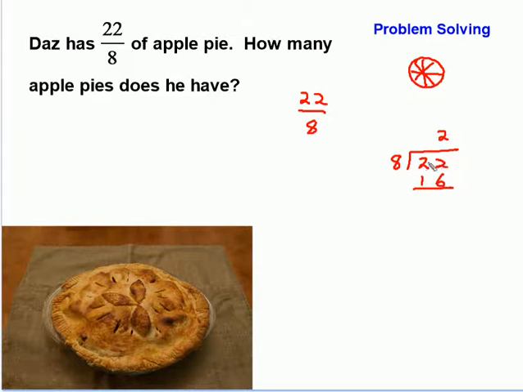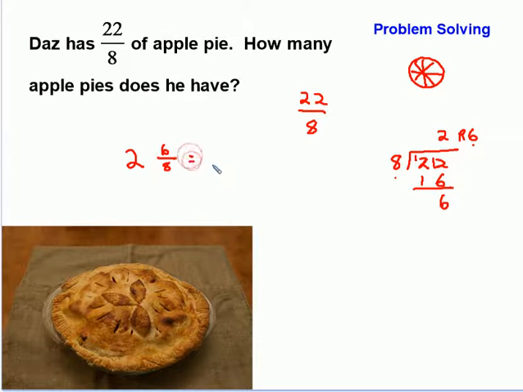Can't take 6 from 2, so we have to borrow 1 from over here. That leaves us a 1 there and makes this into a 12. 12 minus 6 is 6. 1 minus 1 is 0. So we have 2 with a remainder of 6. That means we have 2 pies. We take this number and we put it on top and this number on the bottom. 2 and 6 eighths of a pie.